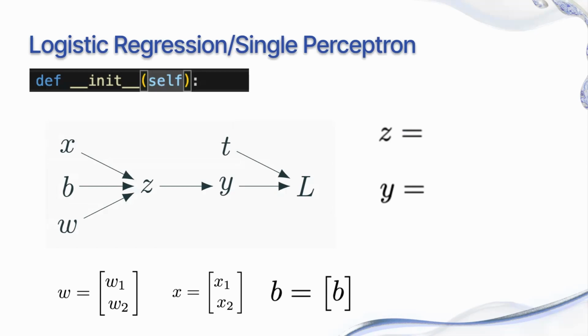And if we want to define our logistic regression, or a single perceptron, and build it in the code, we would use this initialization function that you should have looked at last week. And as a brief exercise, again, what would Z be here and what would Y be?